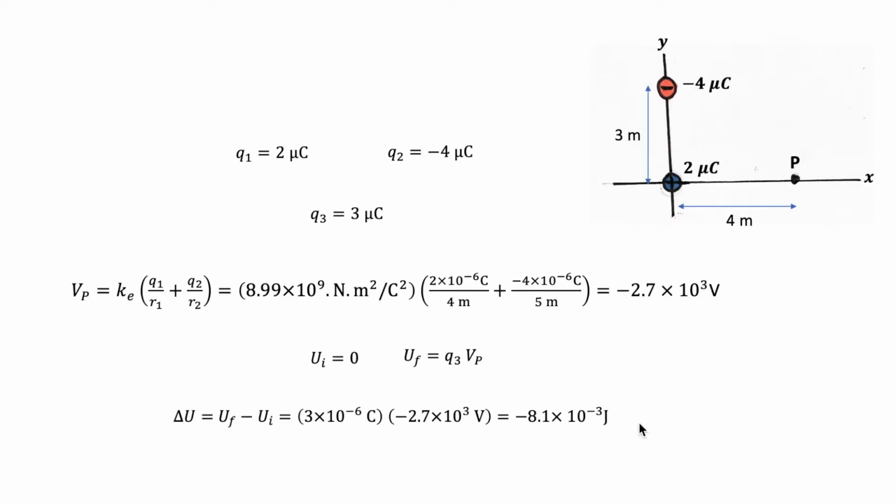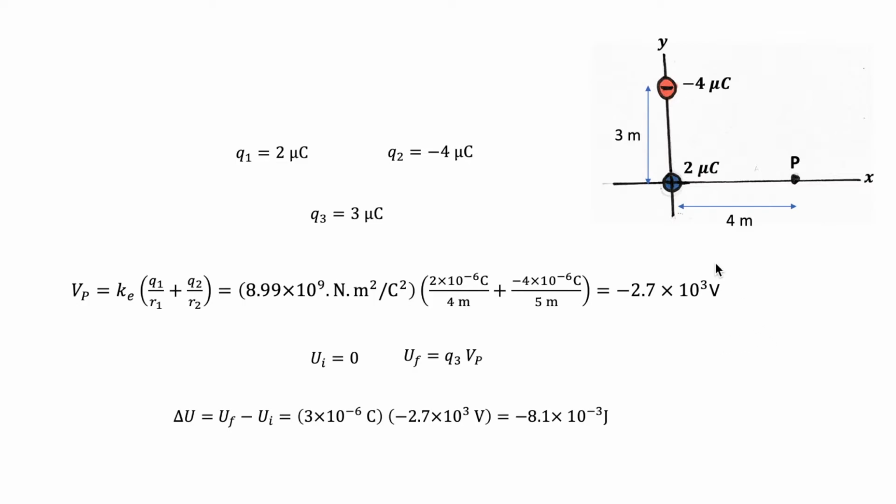So suppose we have this arrangement here and we want to find the potential at P. So the potential at P is equal to Ke times (Q1 over R1 plus Q2 over R2). And the distance from the 2 microcoulomb charge is 4 meters, and the distance from this charge is 5 meters from Pythagoras theorem, right? And this gives a potential at P equal to minus 2.7 times 10 to the 3 volts.